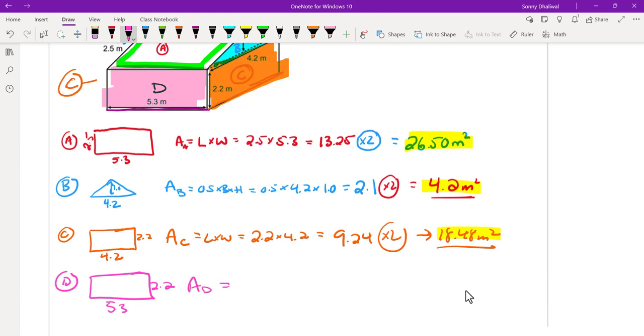Area of side D is length times width, 2.2 times 5.3. Has anybody done that number? 11.66. Thank you. And we double it because there's two of them. So that's 23.32 meters squared. Okay. Are we done? No.